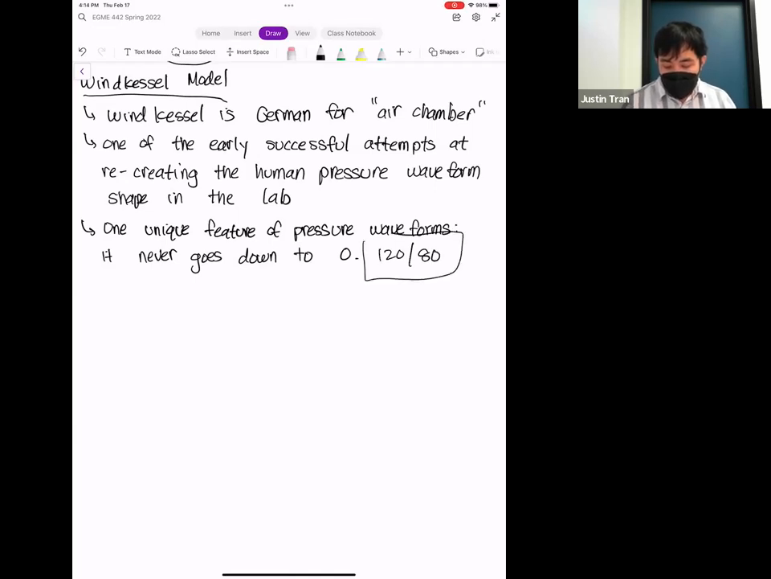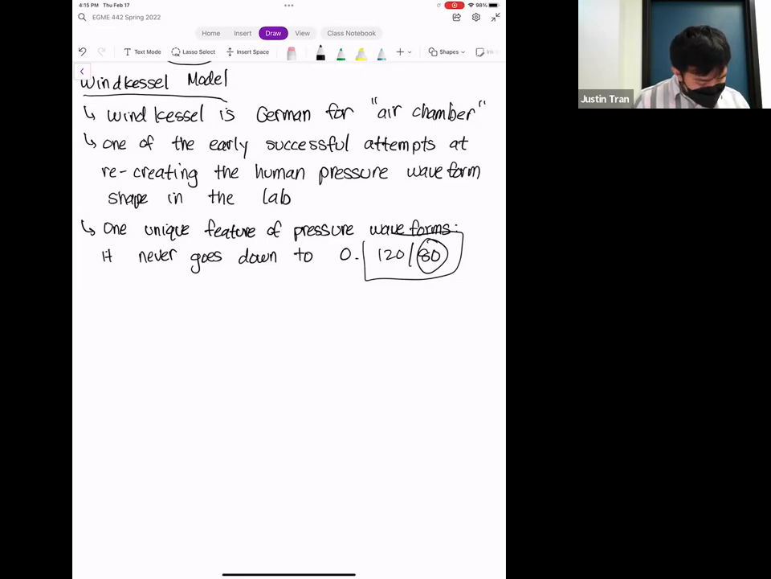They give you two numbers, where the first number is the maximum or the peak blood pressure that's achieved in your system, and the second number is the minimum. So the fact that the minimum here is not zero is very interesting. And that's something that they wanted to account for in their model.